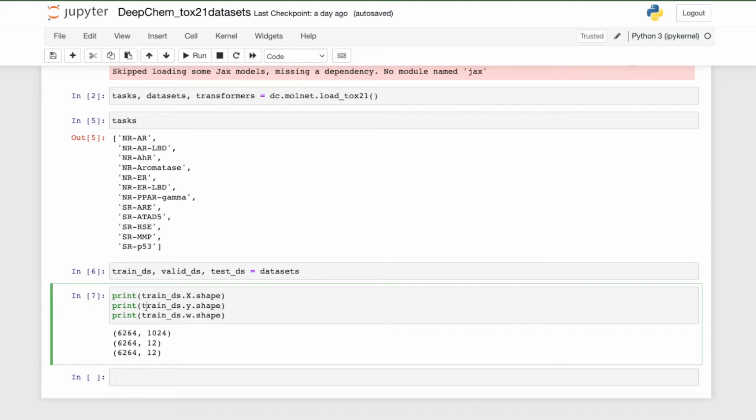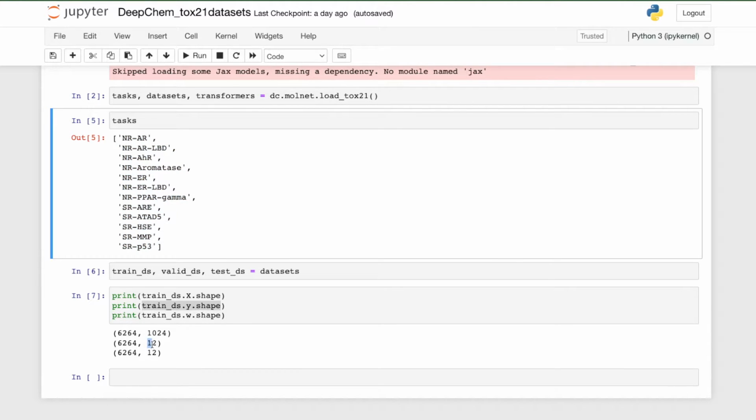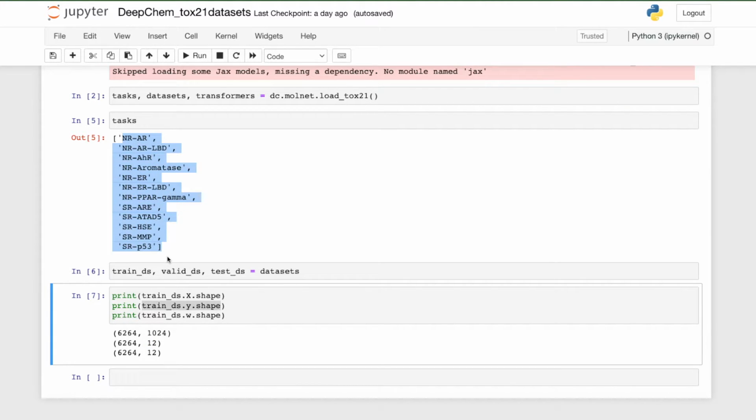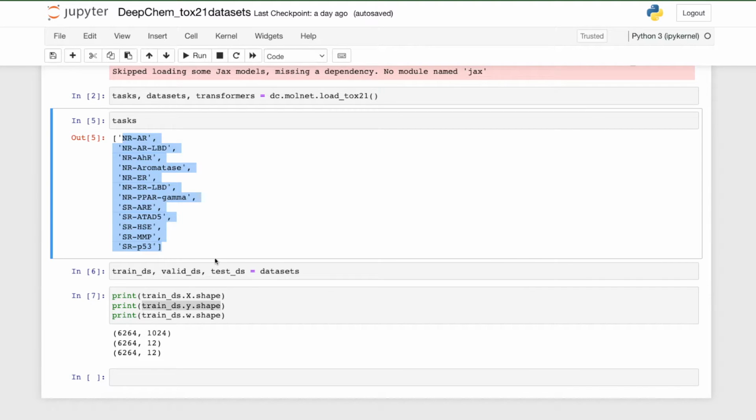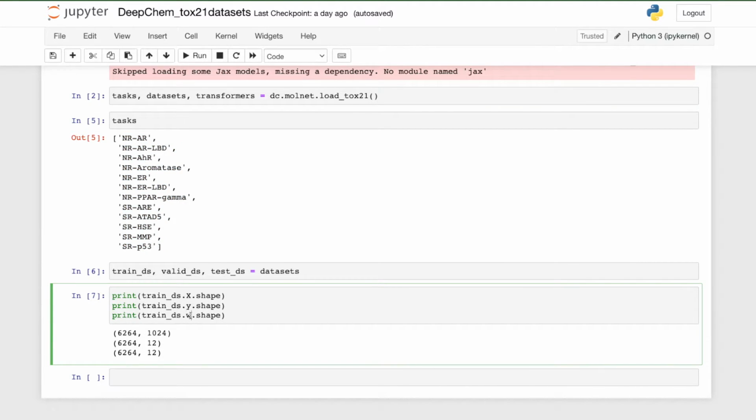And then look at this y data set here. It has a shape of the same 6,264 molecules, but on the other dimension it has 12 outputs. So that's basically the 12 tasks. So this 12 stands for data for 12 tasks. It is active, inactive. All right. And the last one is the weight variable.